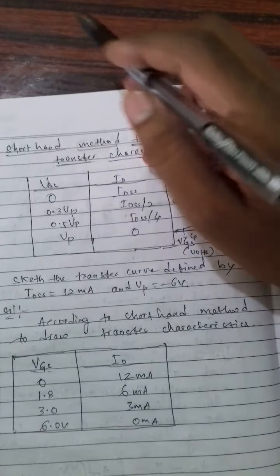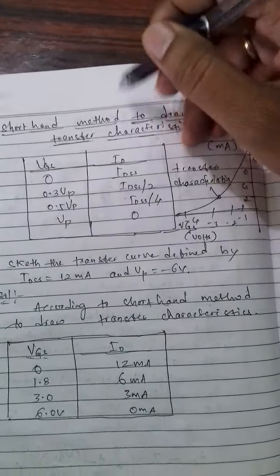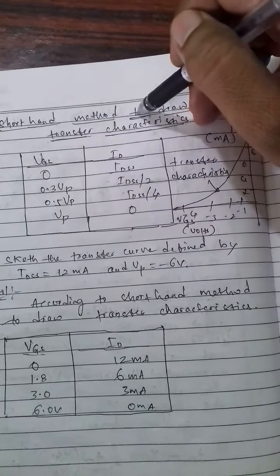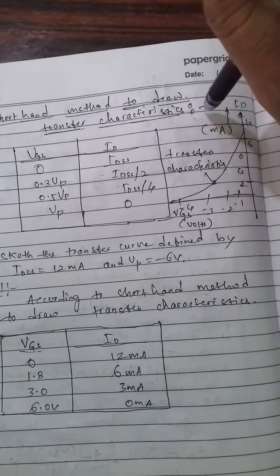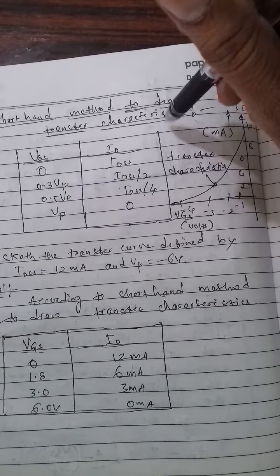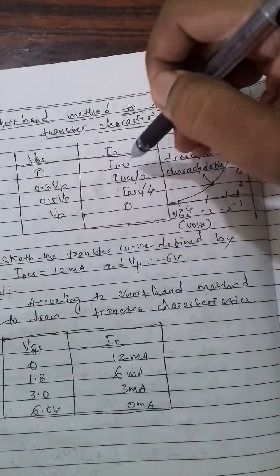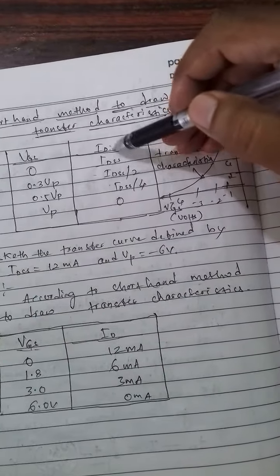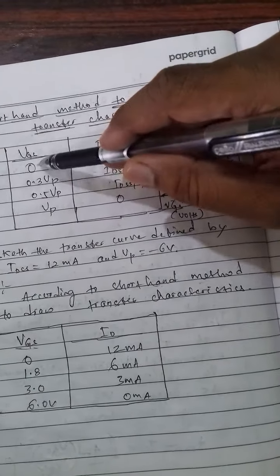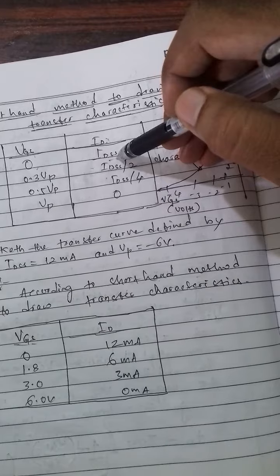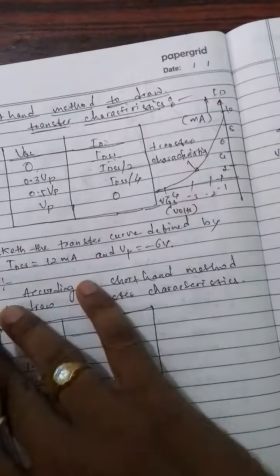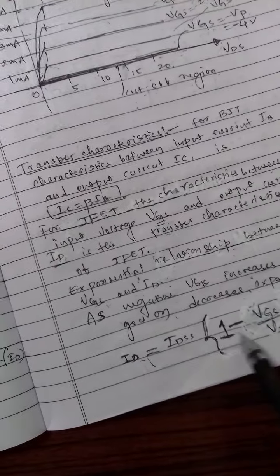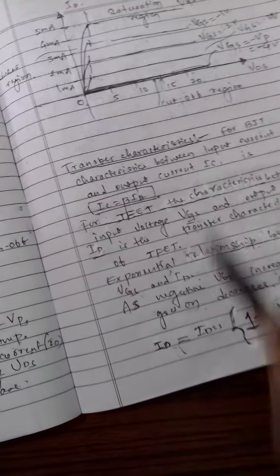Now, one of the methods used to draw the transfer characteristics of the JFET is the shorthand method. Here this one is VGS, here it is ID. When VGS is equal to 0, ID is equal to the saturation current IDSS, because according to this equation, when VGS is equal to 0, ID is equal to IDSS.